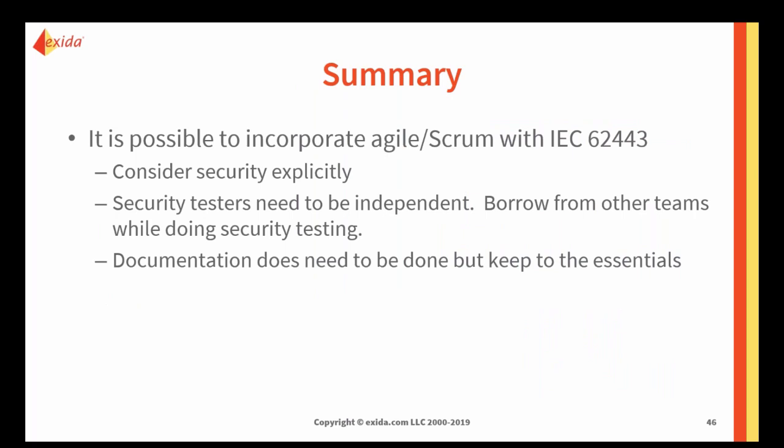And so in summary, yes, it is possible to take Agile, and in particular Scrum, and incorporate 62443. The things you really need to look at are that you need to consider security explicitly. The security testers need to be independent. Borrow them from other groups without the same first line manager, which is the best way to do it. And 62443 actually has some requirements where some testing can be done by individuals that aren't the developers, and others are required to actually come from a different first line level manager. But that's details.